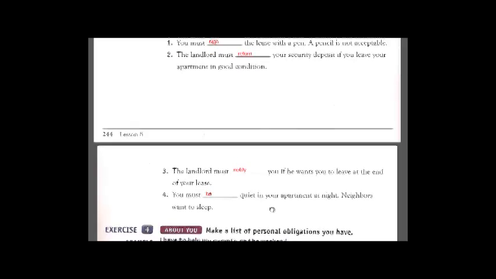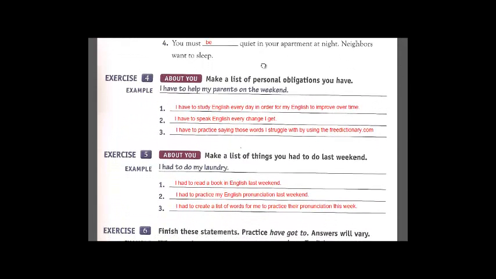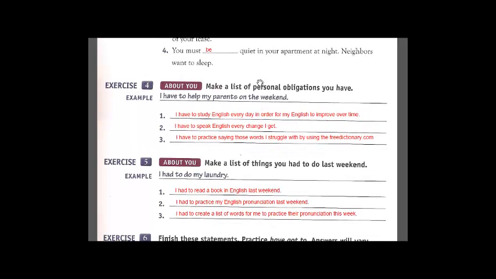Alright, let's go to exercise 4. Exercise 4 and 5 are to make a list of personal obligations you have. I made some examples because I know your examples might be different than what I wrote. So here's more practice for you, okay?